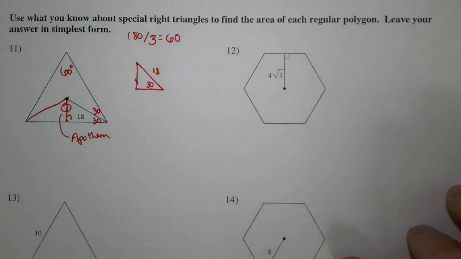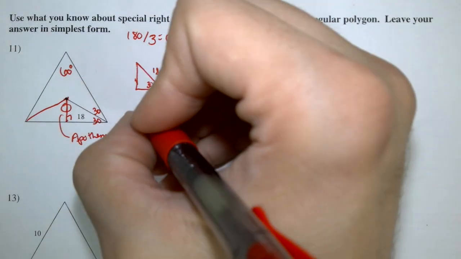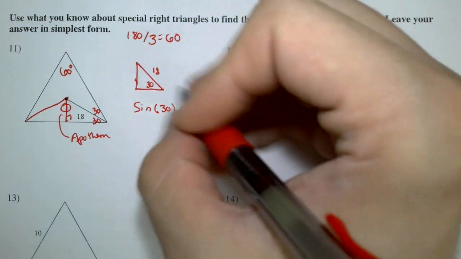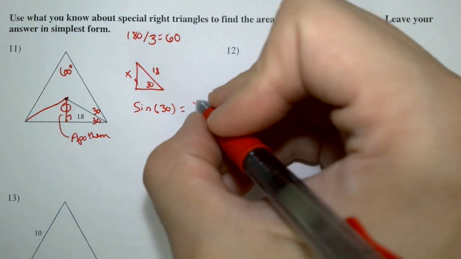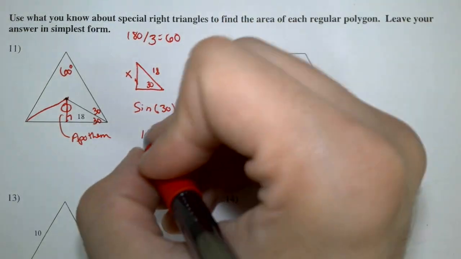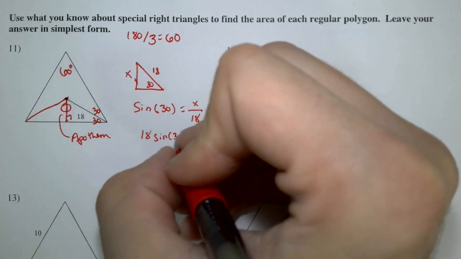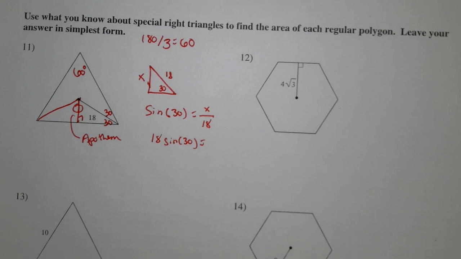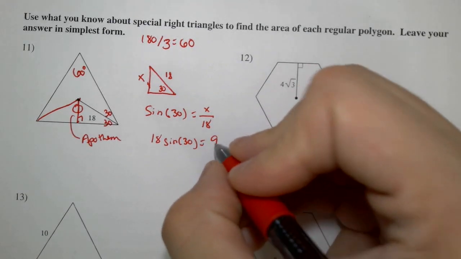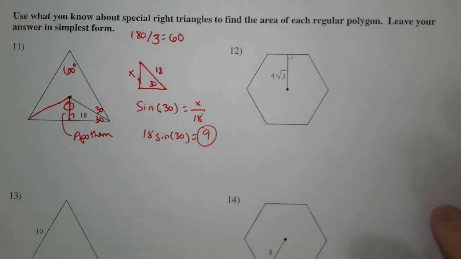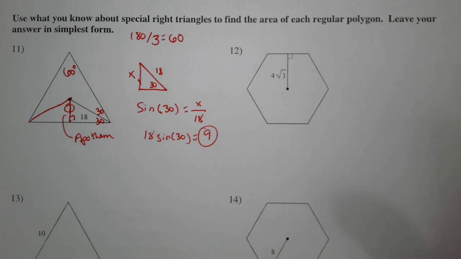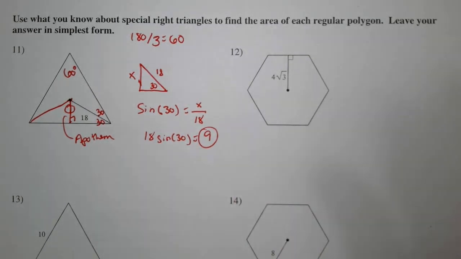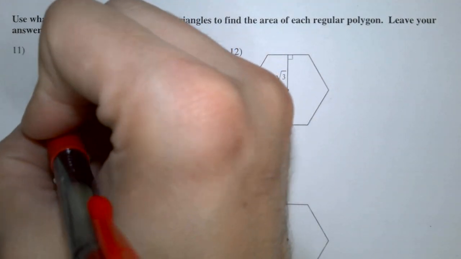The other one is with trig. So if you are better with trig, it would be sine of the angle is equal to opposite, which I'm going to call x, over 18, and we multiply 18 times sine of 30, which should be equal to 9. If you do not know that, then I would recommend either A, looking up my special right triangles video, or looking up my trigonometry video. So the apothem here is 9.